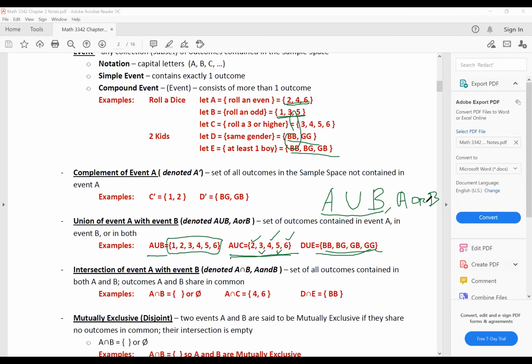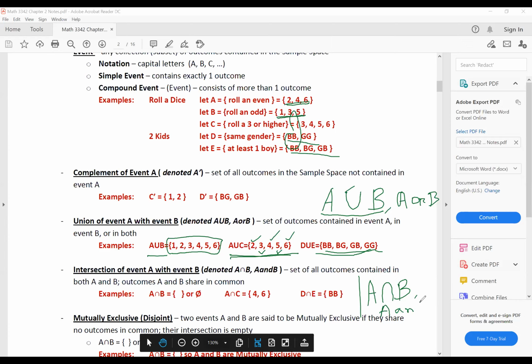Okay. And the intersection is denoted by the reverse of this notation, the U. This is called A intersection B. You can also write this one as A and B.